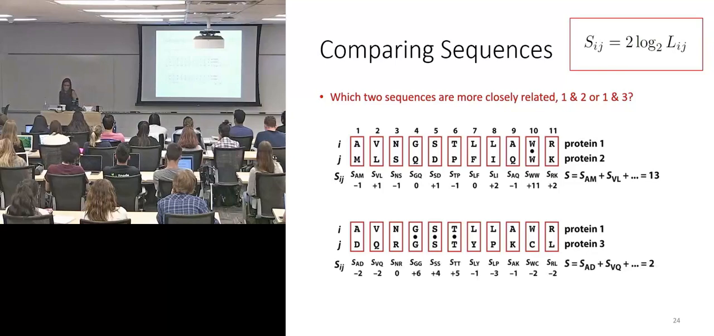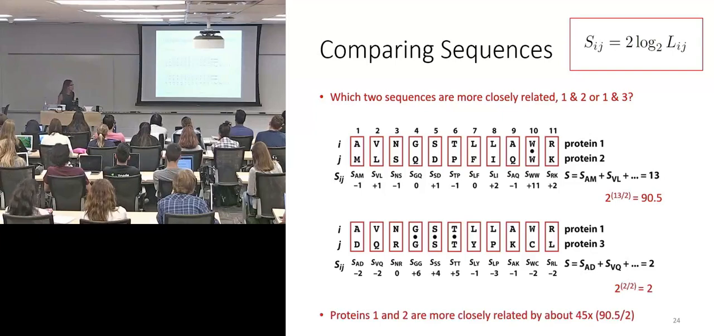Do the same thing for our other pair. Okay? And I think everyone turned in the homework, so you should have done this across your worm to zebrafish, worm to human, whatever it was. Okay? Then plug into our likelihood ratio. Rearrange that equation. Proteins 1 and 2 are more closely related by about 45 times.